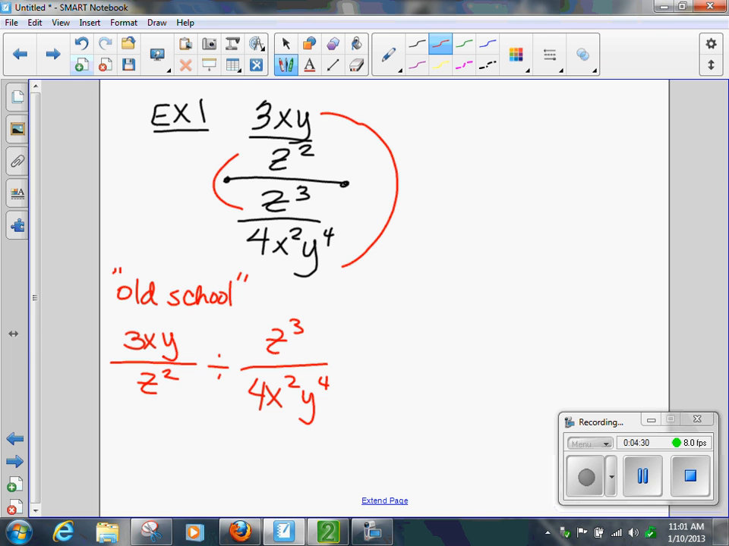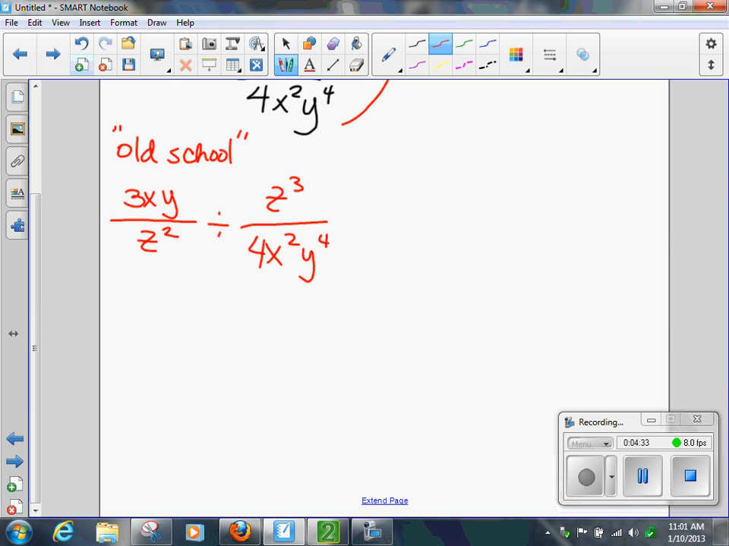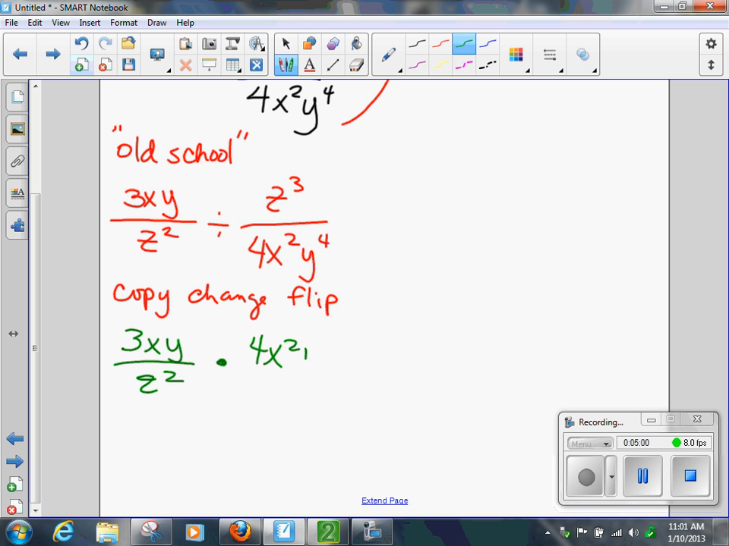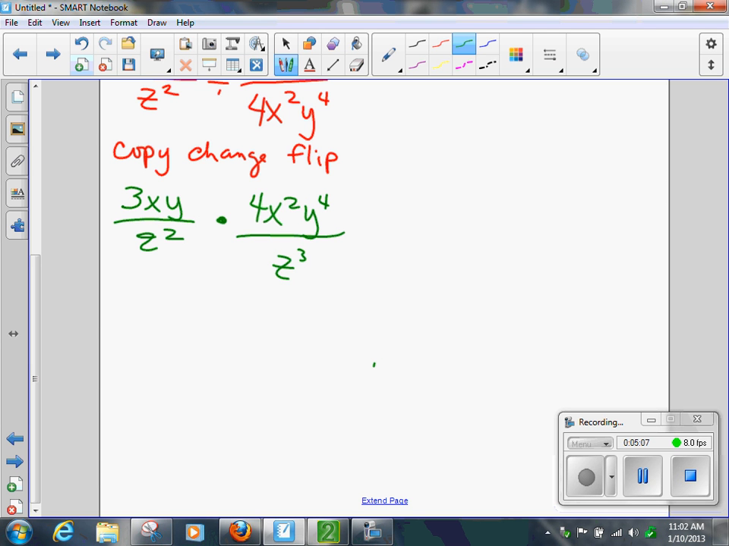And then old school division, folks, what do we have to do? You always heard it in elementary school. Three words. Copy, change, change, but I like it copy, change, flip. Just because. Copy, change, flip. Going back to what I did, what I understand. Copy 3xy over z squared times the reciprocal, which is 4x squared y to the 4th over z cubed. Yeah, and this is going to end up being ugly, but we can deal with it.